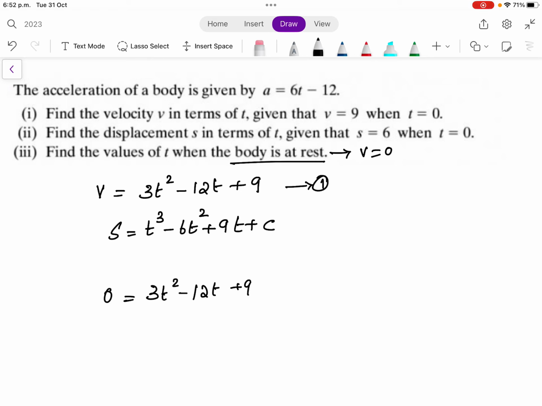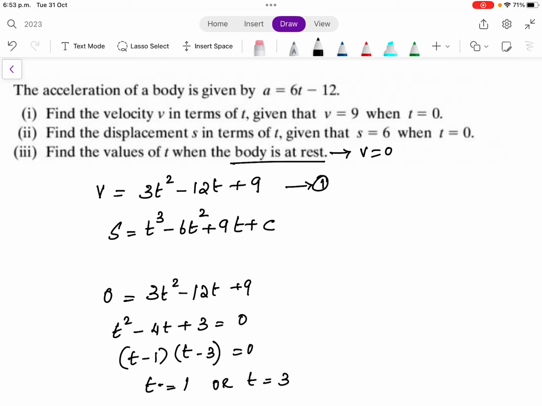Since we have 3 in common, I can write t square minus 4t plus 3 is equal to 0, or I can factorize this as t minus 1 and t minus 3 equal to 0. So t is equal to 1 or t is equal to 3. These are the values we get for t. That is how we solve the quadratic. The main idea is you have to find out what the question is saying. When the body is at rest, v is equal to 0. That is a key point, and from there you will be able to find out all the values.